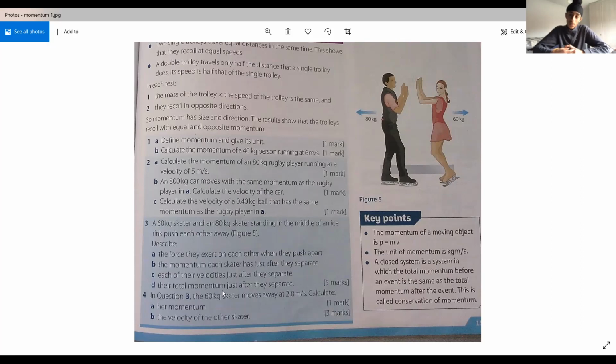Correct. So the total momentum just after they separate is 0. This one has a momentum of the same size, but a different sign. One is positive, one is negative, and they're the same magnitude. If I add two numbers of equal magnitude but different signs, I get 0. So just one to remember there. Good, you're doing good.